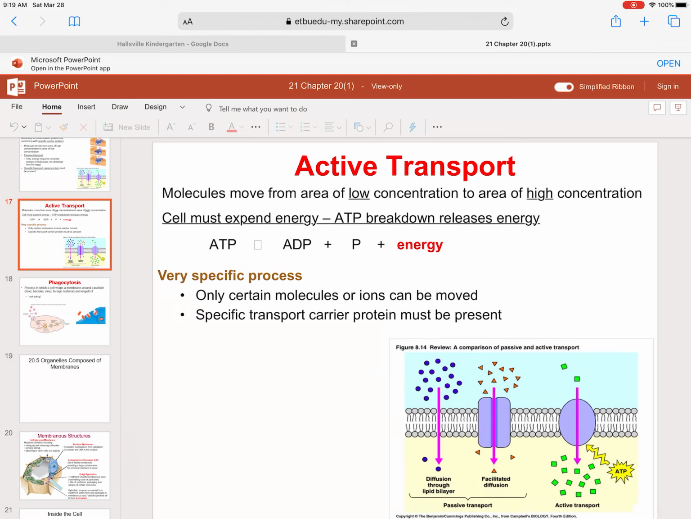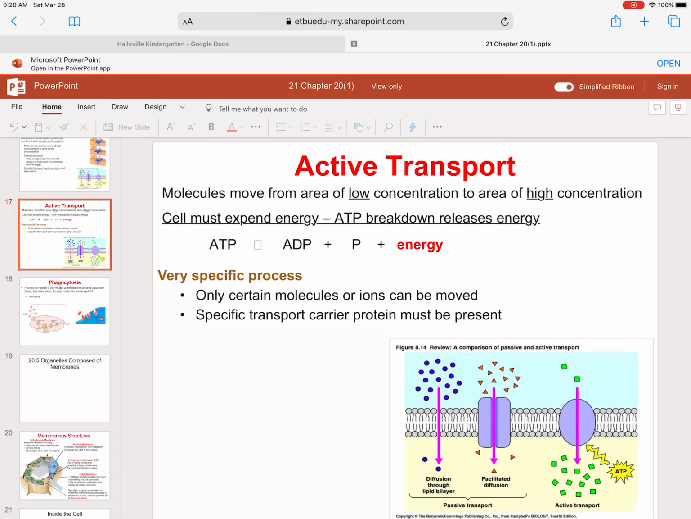Now, active transport is kind of the last kind we're going to talk about that are in this diagram on the bottom right. So this is where molecules move from an area of low concentration to high. So this is the opposite of everything else we've talked about. This is moving the ball up the hill. To do this, cells must expend energy, and that energy is called ATP, adenosine triphosphate. It breaks down into what's called ADP plus phosphorus plus energy in red.